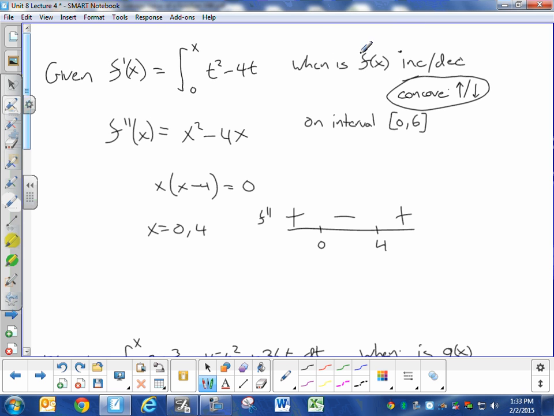Now, when is f increasing or decreasing? Well, you know, the best thing I can think of doing is to graph t squared minus 4t. So let's look at that.